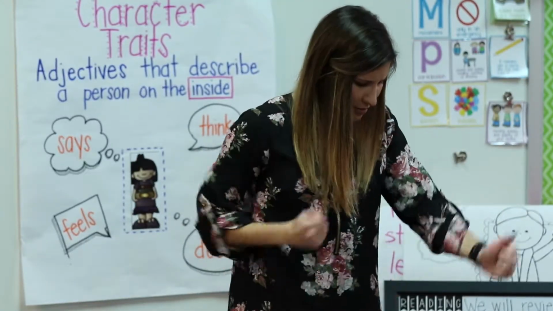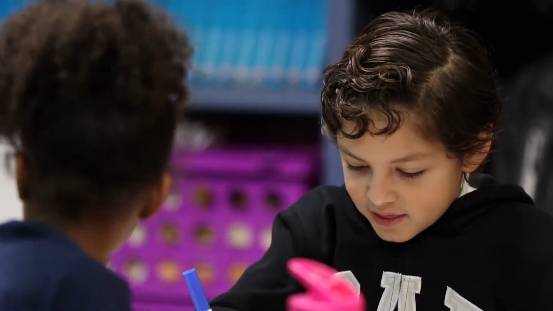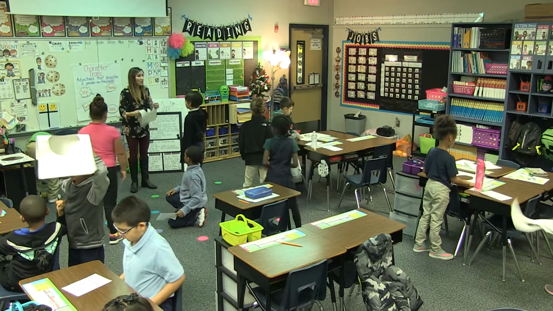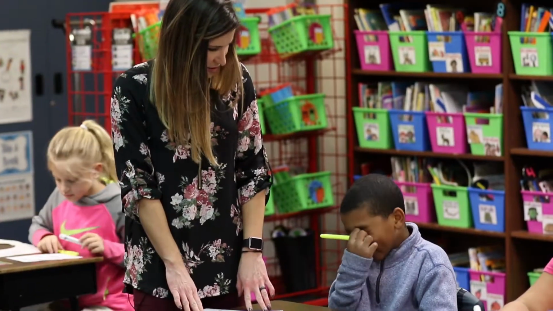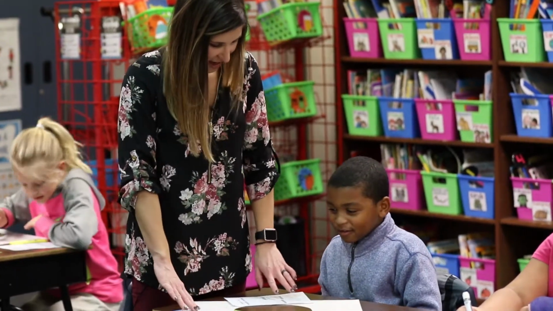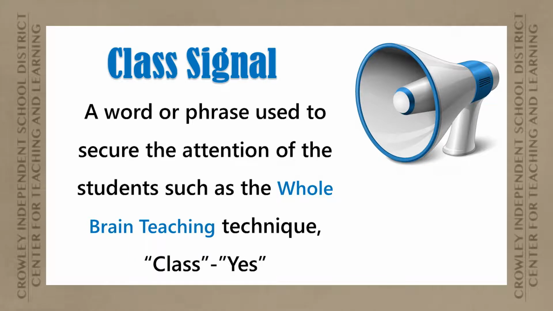Teaching in the power zone and circulating the room while students work in groups or individually are tried and true effective ways to manage student behavior as seen here in Ms. Fuller's classroom. Loving, yes. Notice how Ms. Fuller uses a class signal to get her students' attention. This whole brain teaching technique turns on the students' prefrontal cortex, which makes the brain's decisions, and it tells students, hey, pay attention, I'm about to tell you something. This is the first step in engaging students in the learning.